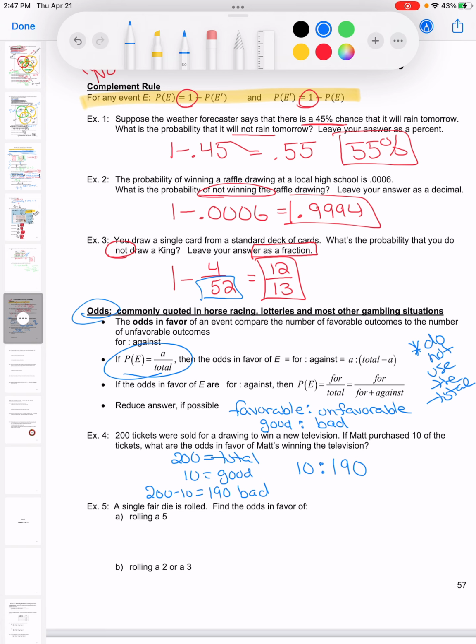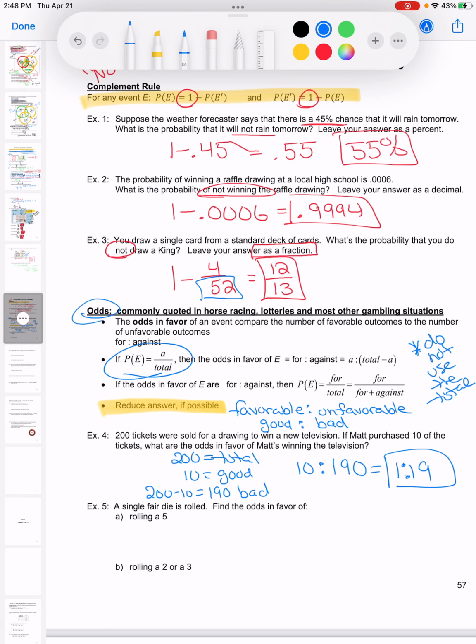So I'm not going to use that 200 in my answer. We do want to reduce answers when possible. Your calculator will do it. I know it's not written like a fraction, but treat it like a fraction. Just type 10 over 190 in, and reduce down using the method that your calculator uses. Remember, you can look that up, to get my final answer of 1 to 19.